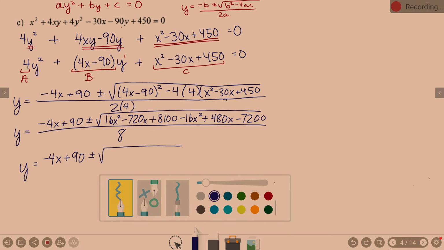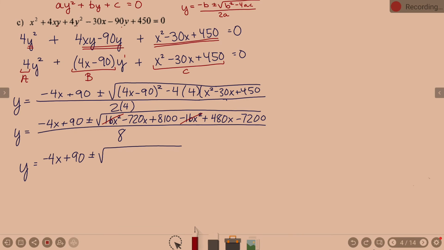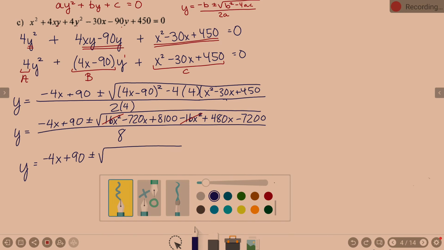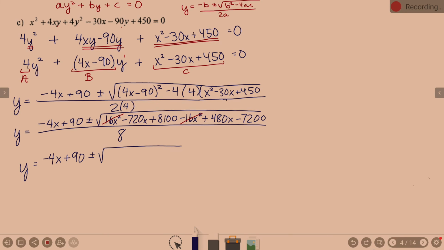What do you notice? 16x squared canceled. 16x squared minus 16x squared. Gone. Negative 720x plus 480x are like terms. And that's going to be negative 240x. 8100 minus 7200 is plus 900 all over 8.